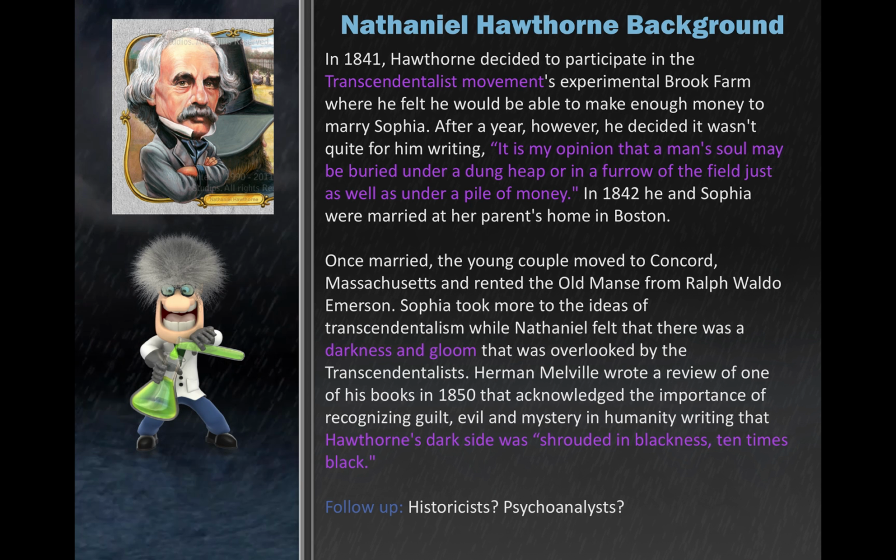Herman Melville wrote a review of one of his books in 1850 that acknowledged the importance of recognizing guilt, evil, and mystery in humanity, writing that Hawthorne's dark side was shrouded in blackness, 10 times black. So he was a goth before there was goth. So again, you want to think about how this influences his writing, what kind of fears, anxieties he might have, what sort of desires he might have. Obviously, there's something dark in his soul that you can feel throughout his writing.